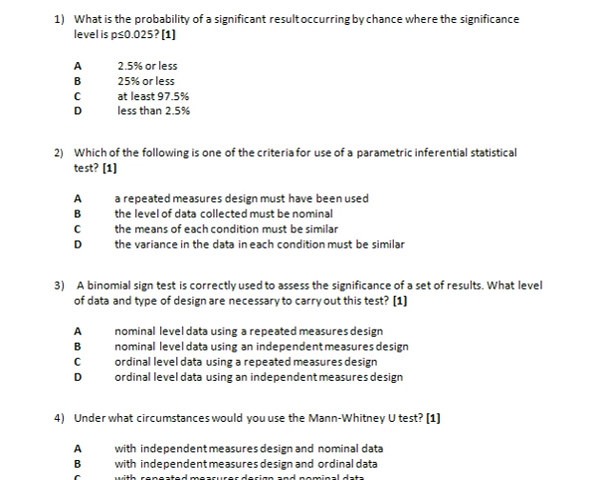So for these questions, for the first one, it says, what is the probability of a significant result occurring by chance where the significance level is p is less than or equal to 0.025? Now, the first thing when you have a look at this, 0.025 as a percentage is 2.5%. So that gets rid of this B option straight away. So it's not going to be that one.